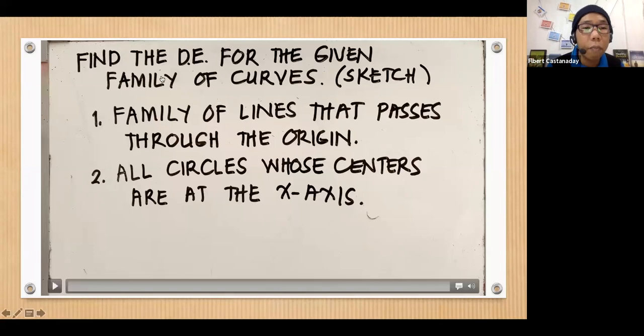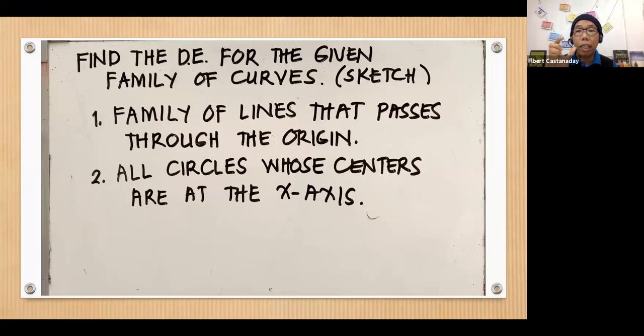Okay, so the first example here is 1: find the DE of all lines, or you can say family of lines, that passes through the origin. So, mas maganda i-sketch mo muna para makita mo kung ano yung distinct na parameter na meron doon na pag sinabi natin na one value of this one represents one line, okay?